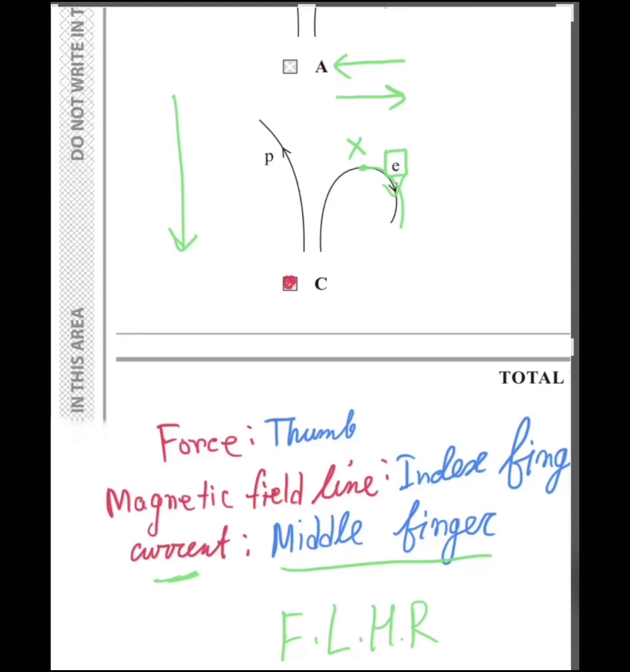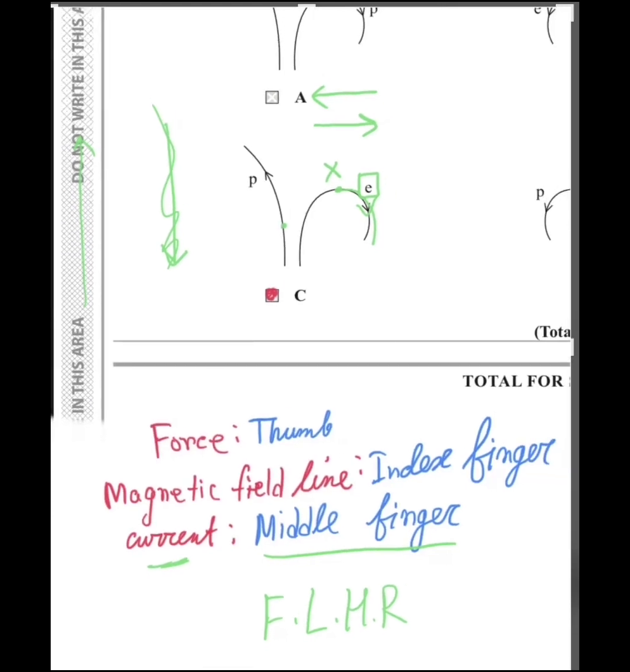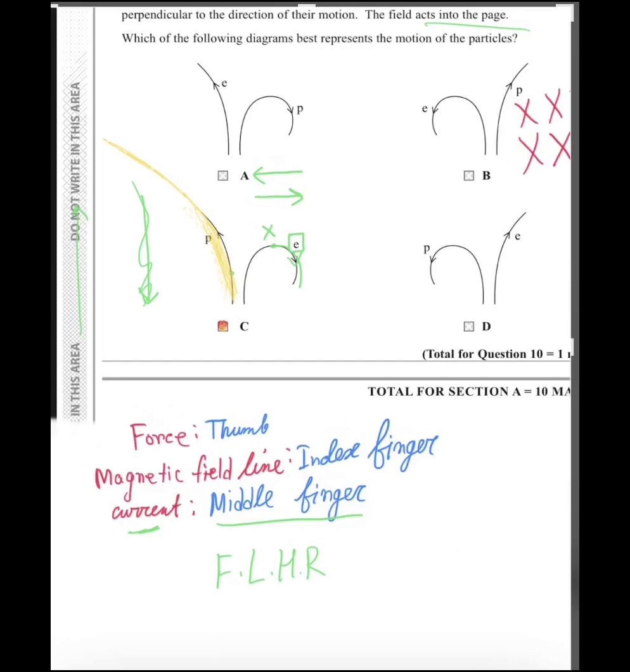The same thing can be proven with the proton. The proton is moving upwards, so the conventional current would also act upwards. So the middle finger would be acting upwards, and the magnetic field is acting into the page, so the index finger would be into the page. By that, we will see that our thumb will be facing leftwards. As we can see here, the proton is actually moving leftwards. So in this way we can prove that the answer is C.